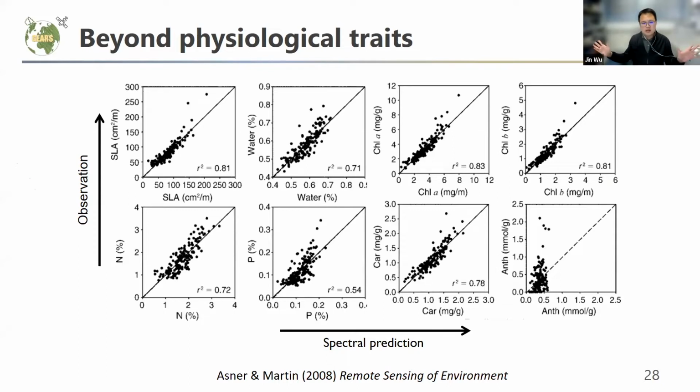But now if we set aside physiological traits to talk about more fundamental biochemical traits, we can actually date back even earlier. For example, Greg Asner's team from Stanford University, even in 2008, already showed that with one single spectral measurement, we can predict a lot of important biochemical traits, like LMA here, which is a really important ecological trait indicating the thickness of the leaf or the carbon construction cost of the leaf, and water content, chlorophyll A and B, nitrogen, phosphorus, and so on. Most traits are predicted in a really accurate way.